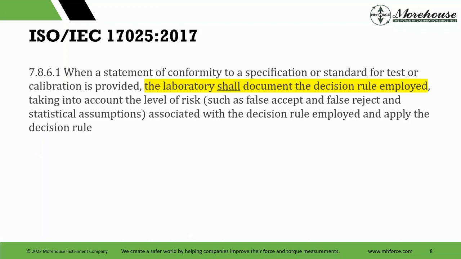And now it's conformity. We're still evaluating risk, but this threw a lot of people for a headache. And this section says the laboratory shall document the decision rule employed, taking into account the level of risk such as false accept and false reject, and statistical assumptions associated with the rule. Now, this threw everybody for a loop. They're like, decision rules? Why do we have to do all the decision rules? Is it simple accept? Is it others? We should do a webinar on decision rules.